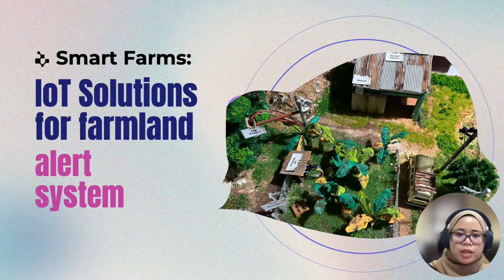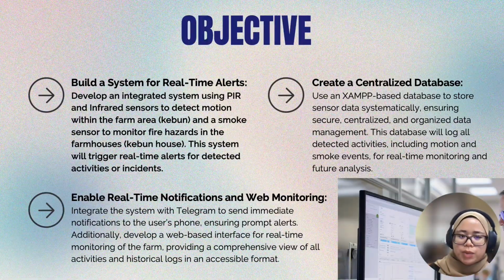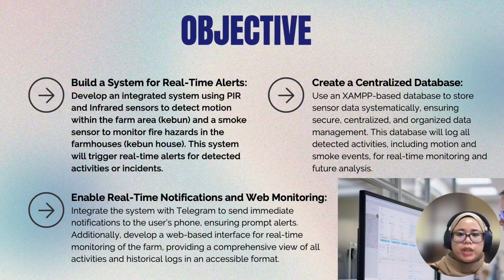For the project of ITT 569, our group has worked on smart farms with the title IoT Solutions for Farmland Alert System. For this project, we have three objectives, the first being building a system for real-time alert. For the first objective, we are focusing on two things. First is detecting trespassers using PIR and IR sensors. And the second one is fire hazard detection at the farmhouse using a smoke detector.